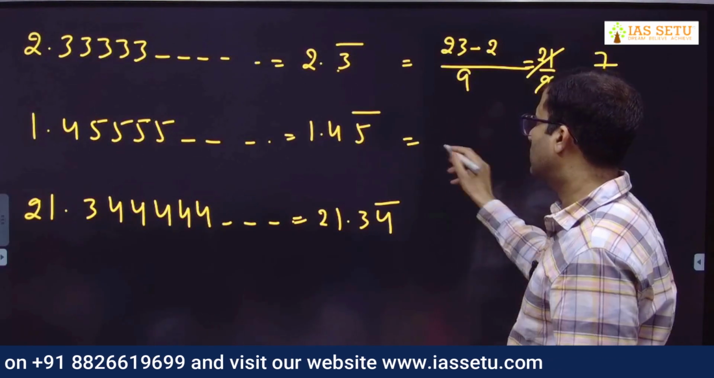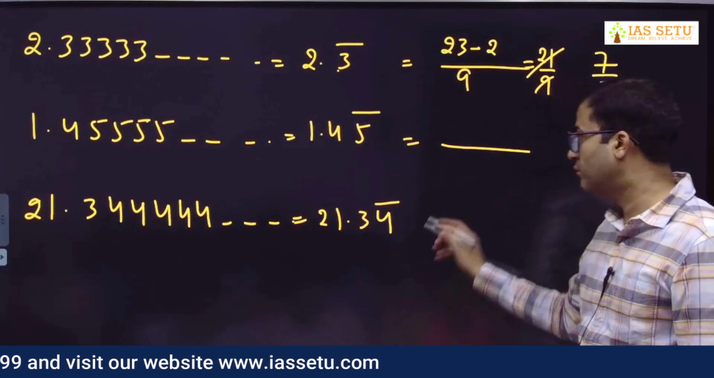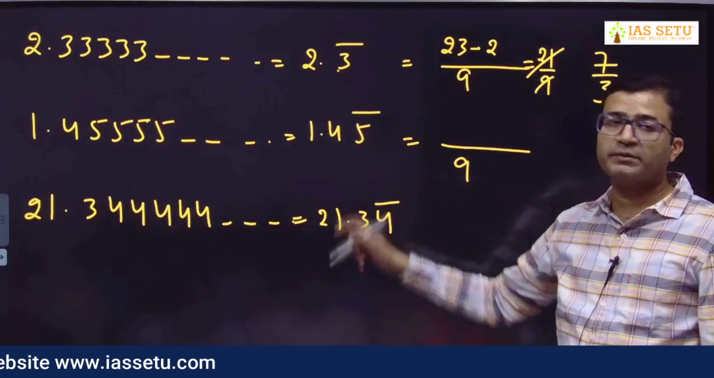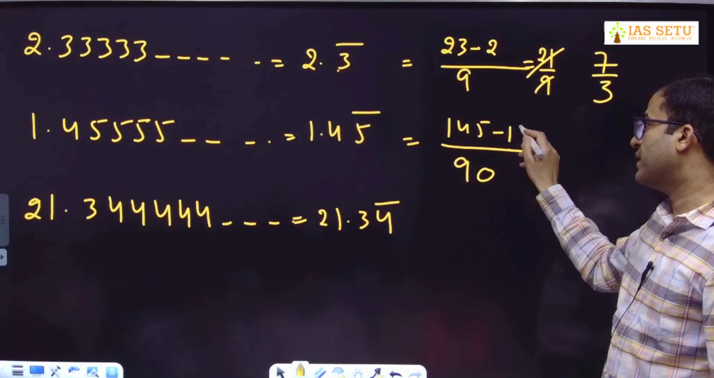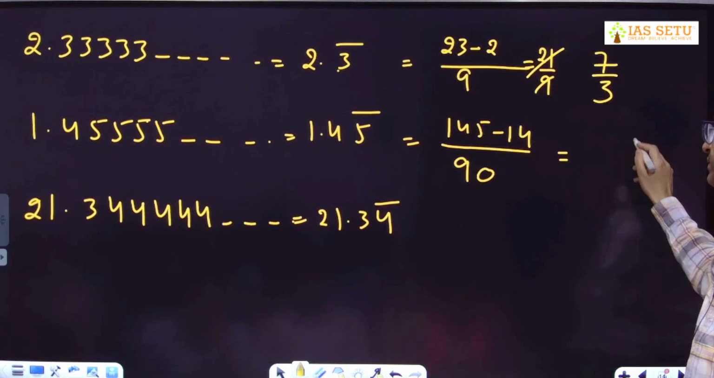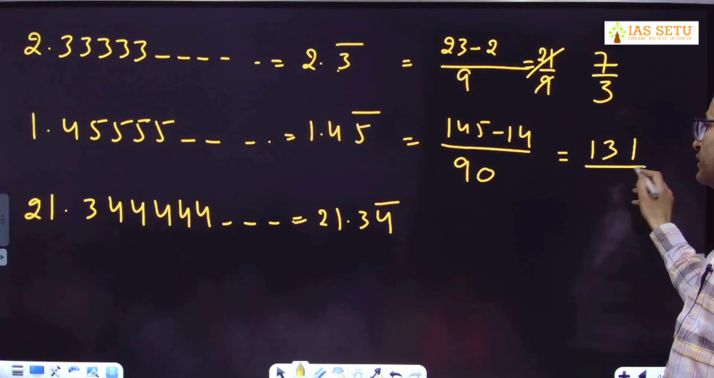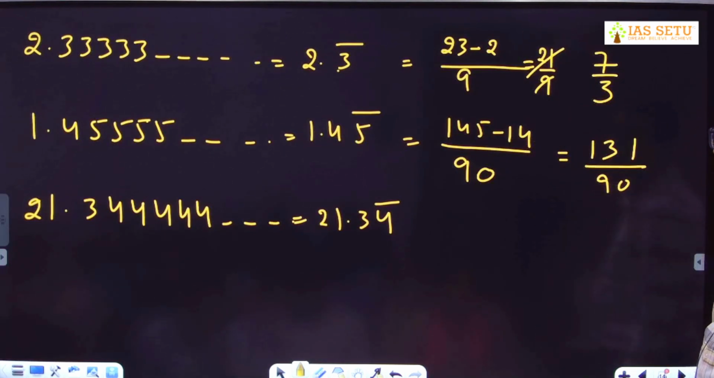Next question. How many digits in the bar? 1, so 9. How many digits between decimal point and recurring part? 1, so 0. So 145 minus 14, 5 minus 4, 1, 131 upon 90. Can you simplify? No. It doesn't go by 2, nor by 3, nor by 5.